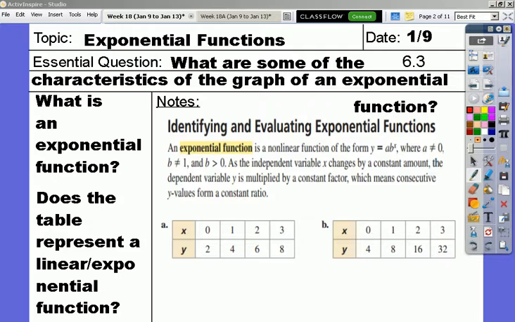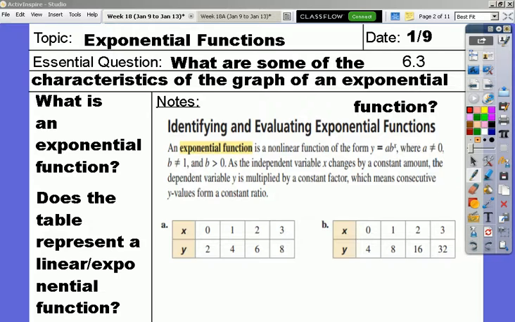B cannot equal 1. Why can b not equal 1? What's 1 to any power? 1. Yeah, 1, right? So again, we'll get a constant. And b has to be greater than 0. So b has to be greater than 0. Again, we can't take 0 to the 0th power.